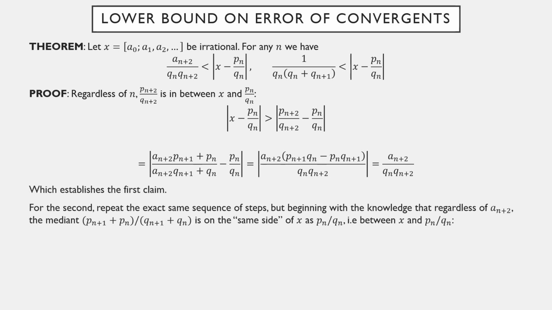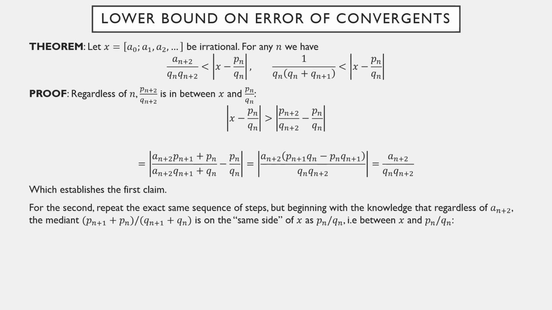The second claim, by the way, is proved very similarly. Regardless of how big a(n+2) is, if you construct one single mediant, you will be on the same side as the lower index Pn over Qn, because the next partial quotient can't be smaller than 1. So doing one mediant has not yet crossed over.